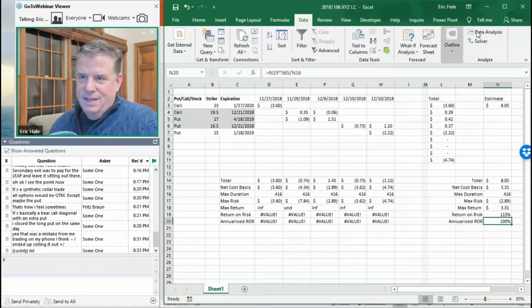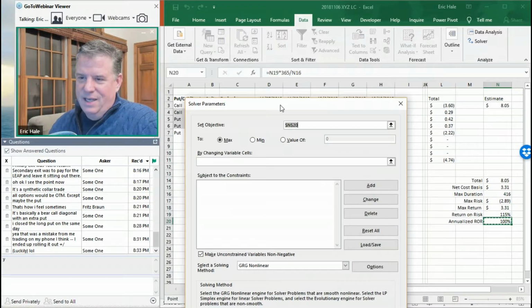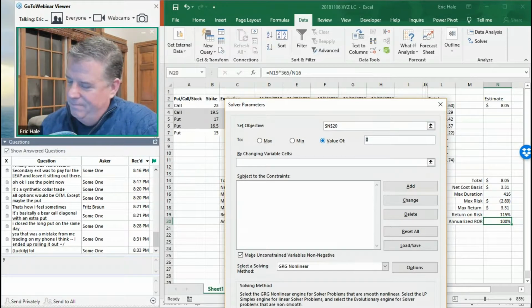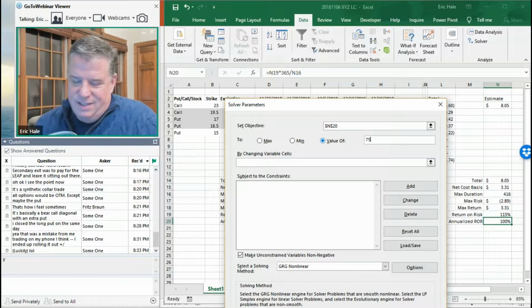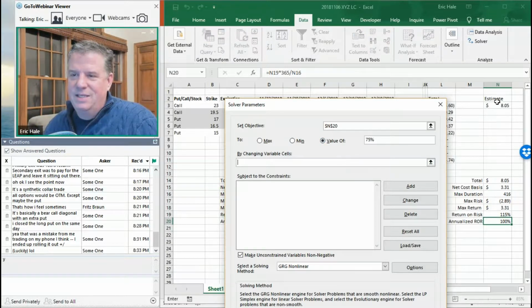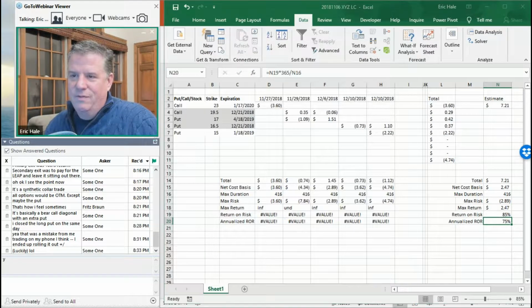This is cool. So with Solver, you set the objective, and that's this annualized ROI. Let's say I set that one to a value of 75%. I want it to be 75% by changing this cell here. And then I hit solve.